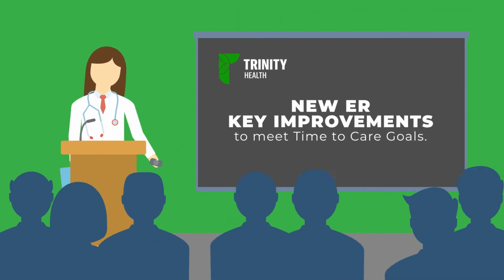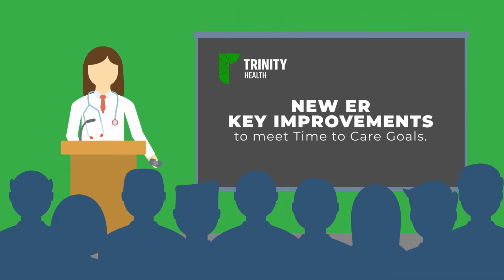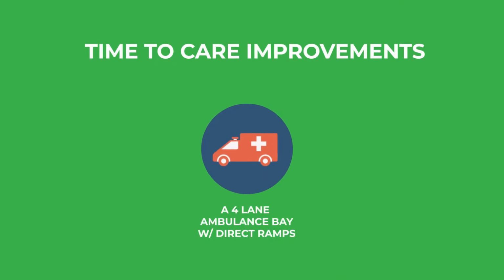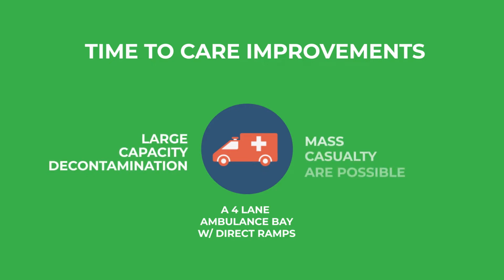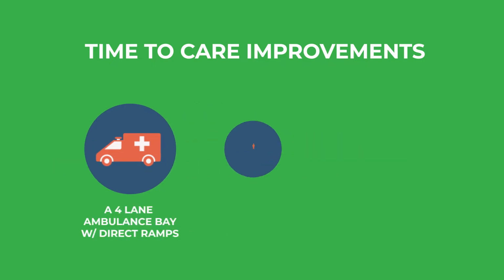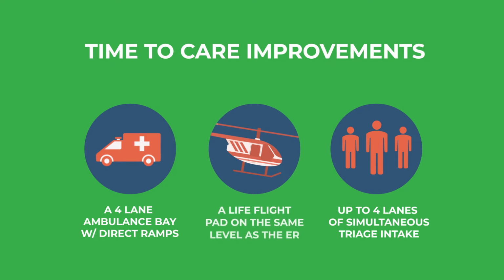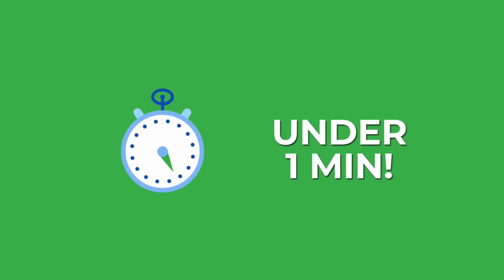The new ER will feature key improvements to help us reach our time to care goals, including a fully enclosed ambulance bay with dedicated ramps leading directly into the trauma rooms. This also means large capacity decontamination and mass casualty response are possible if needed. Up to 4 lanes of patient intake and triage at once. A first response helipad that sits on the same level as the ER with routing directly into the trauma rooms, cutting transport time down to under 1 minute.